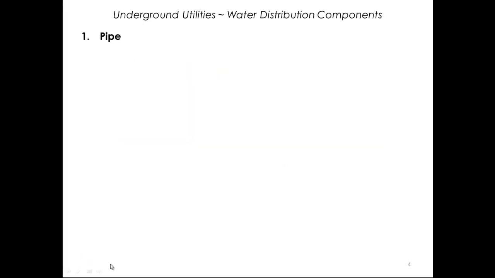There are 5 major components to a water distribution system. Let's take a quick look at them. The first is the water pipe itself, and we talked earlier about reuse of gray water for irrigation in some cities. It could be a real bad thing if gray water was mixed with potable water, so a very distinctive purple color is used for all reuse water systems.